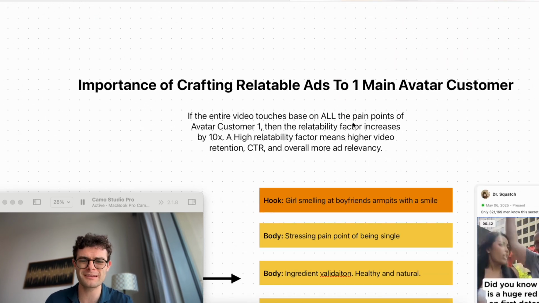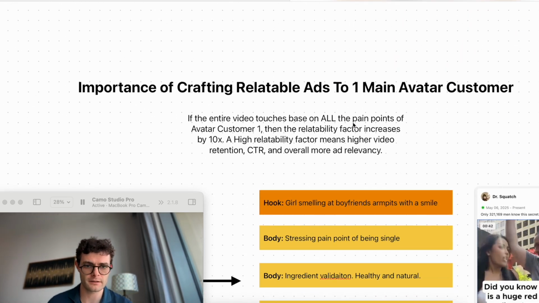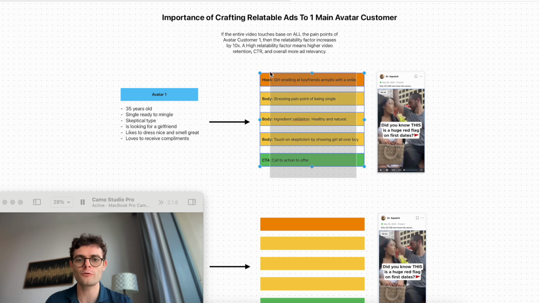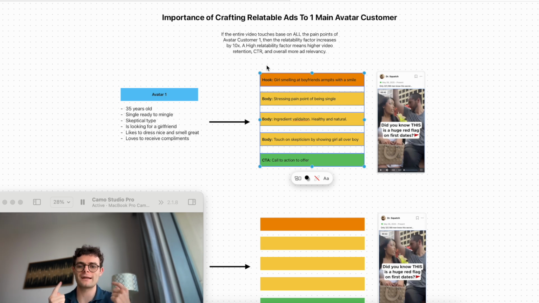Now, let's talk about something that is such a critical aspect, in my opinion, and it's the importance of crafting relatable ads with intent to one main avatar customer. I see many people whose ad is all over the place. They're trying to resonate with 3 or 4 avatar customers that are completely different in ages. A perfect example is a skincare product that solves hydration, or fine lines, or a turkey neck, or a stretched jawline. They're all different pain points.